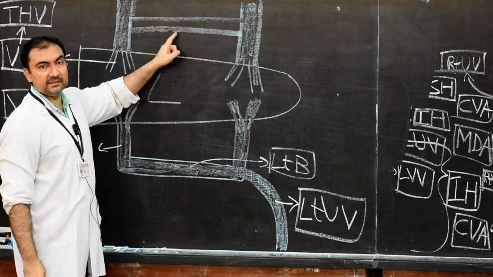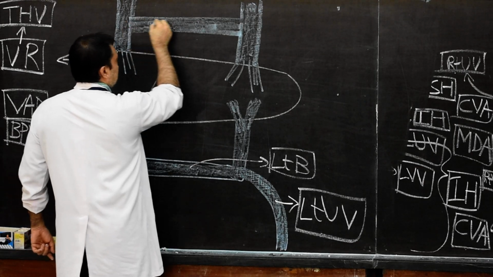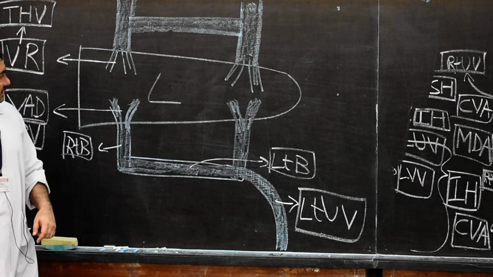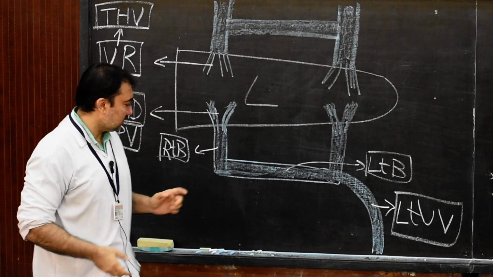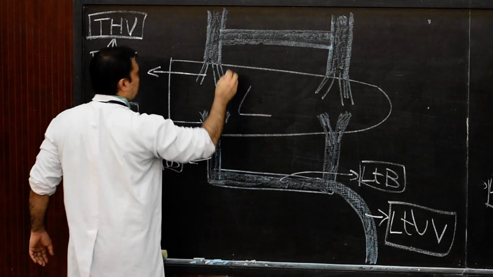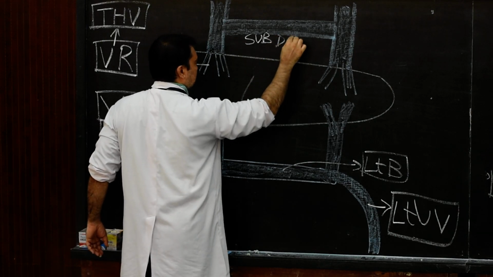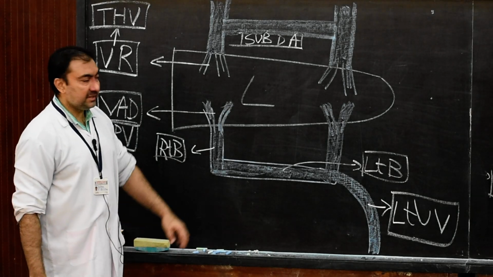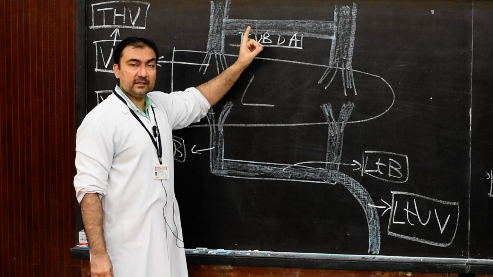One transverse anastomosis in the suprahepatic region will be known as the subdiaphragmatic anastomosis. I will write down: subdiaphragmatic anastomosis in between the right and the left vitelline veins. In which region? Above the liver, suprahepatic. So it will be known as the subdiaphragmatic anastomosis.